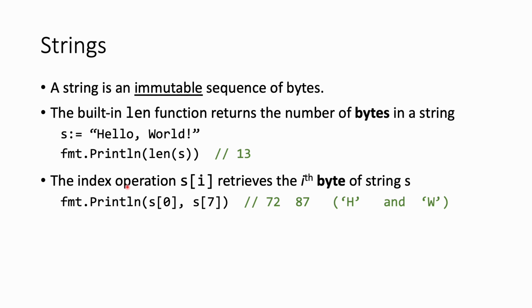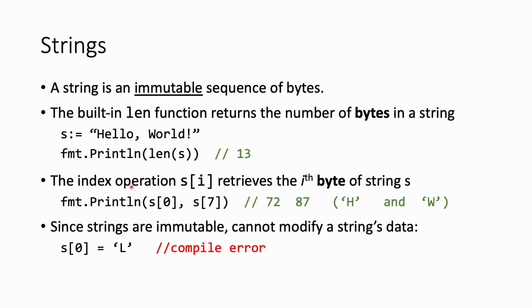Note that the index operation can only be used to read data stored in a string. Since strings are immutable, you cannot modify their data. For example, if you try to assign a value to S[0], where S is a string, you will get a compile error because you are trying to modify the byte at index 0 of the string S, which is forbidden.